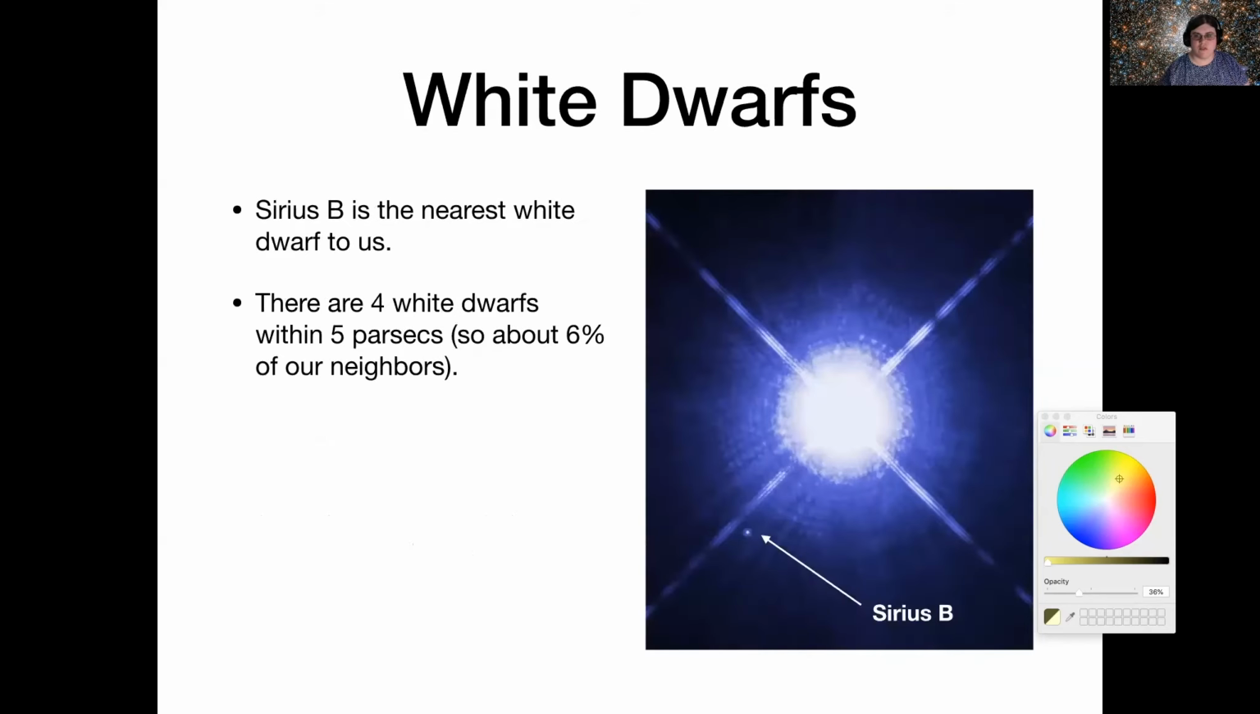So the nearest white dwarf to us is Sirius B. Sirius B is called that because it orbits Sirius A, which is the bright star in the picture. Sirius B is the faint star. Now, they're about the same temperature, but because Sirius B is so much fainter, we know it has to be tiny compared to Sirius A. And, you know, about 6% of our neighbors are white dwarfs. So there are 4 within about 5 parsecs.